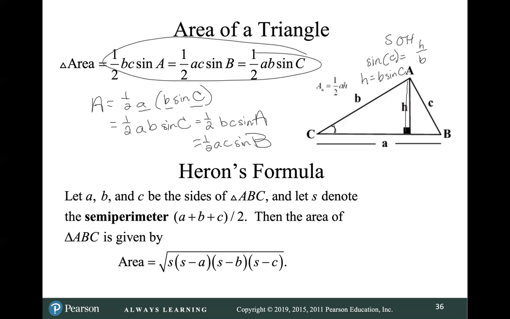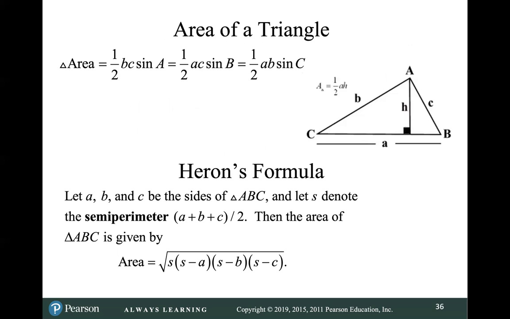Okay, we can do b sine of C as the height, c sine of B as the height, or c sine of A as the height, depending on which one we used as our base. And the important thing to note here is that it uses each of the variables one time. Very, very similar to the law of cosines, how we get that formula.